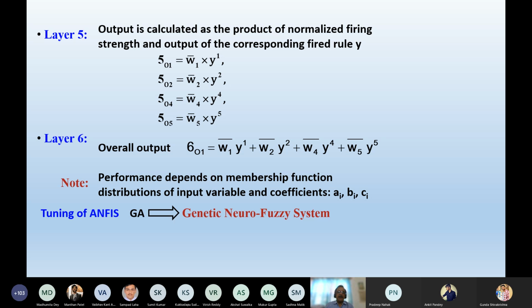And in layer 5, we try to find out the output, that is nothing but the output of the first neuron lying on the fifth layer is nothing but W1 bar multiplied by Y1.